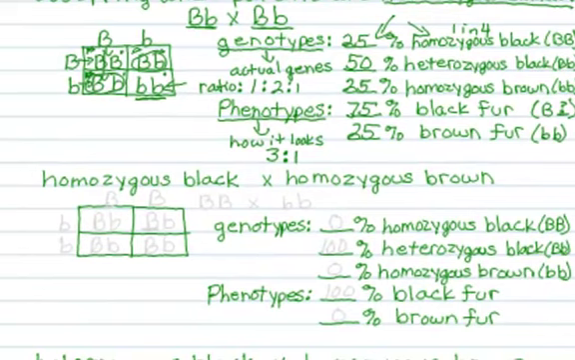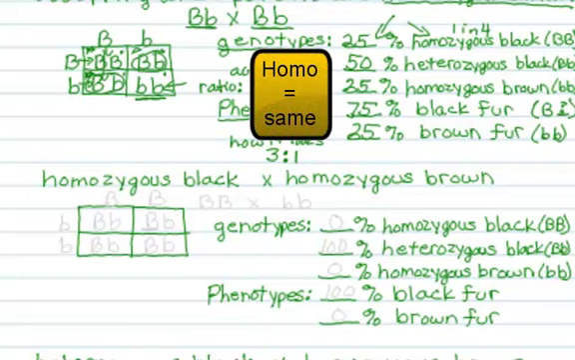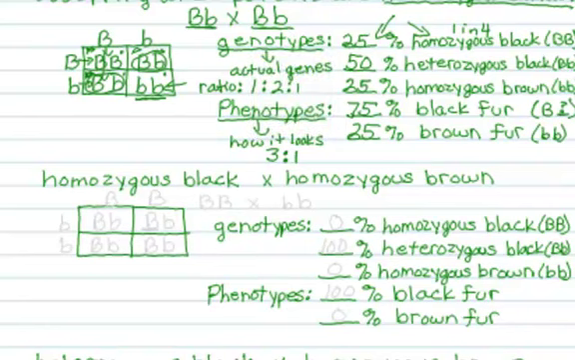For the second problem, you're taking a homozygous black and crossing it with a homozygous brown. Remember that homozygous is 2 the same. So black is capital B, so homozygous black is going to be big B, big B. And we're crossing it with homozygous brown, and brown is recessive, so it's little b, little b. So we're going to do the first parent on the top, big B, big B. Second parent down the side, little b, little b. When you line these up, you get big B, little b for every one.